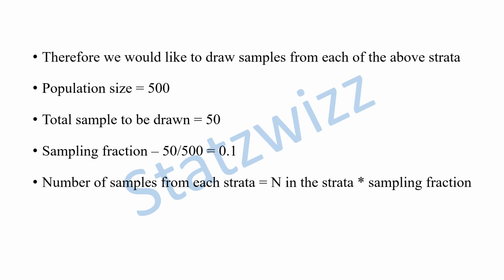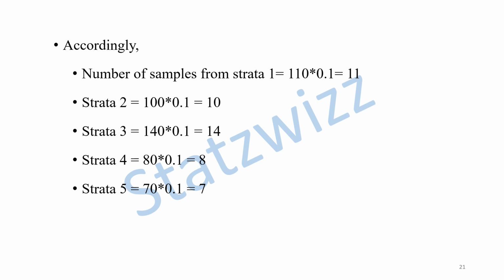In this example, the population size is 500 and the desired sample size that I need to achieve is 50. Now I need to calculate something known as the sampling fraction, which is derived by dividing the sample size by the total population size, which is 50 divided by 500, that is 0.1. The number of samples from each stratum is calculated by multiplying the number in each stratum by the sampling fraction. In the first age group there are 110 people, so I multiply 110 by 0.1, which is 11.